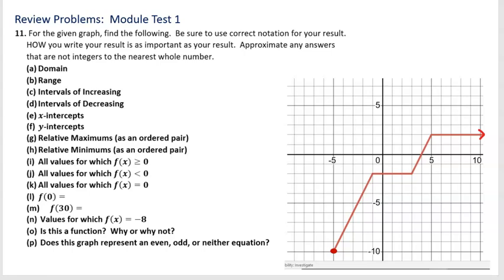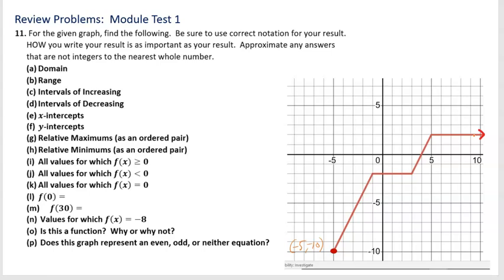Okay, so let's see if we can do number 11. Very similar problem, just a crazy looking graph, right? The domain, remember, is left to right. Now look at the bottom left over here. That graph literally starts at whatever that point is. And you can see that that point is -5, -10. The graph literally starts there. And then it just looks like a weird looking zigzag, right? It goes up and then flattens out, and goes up and flattens out. So where does it stop? Well, it doesn't. There's an arrow over there. It goes to the right forever. So I can't label any points where it stops. But it literally starts at -5, -10.